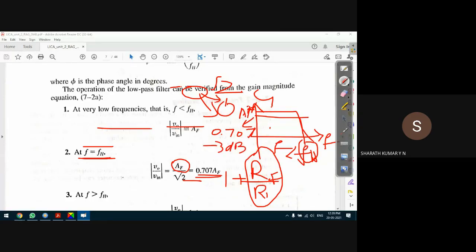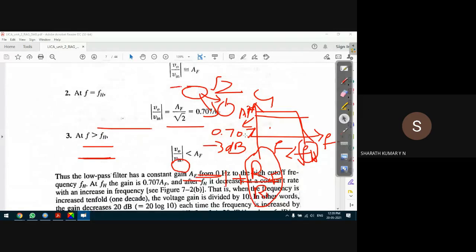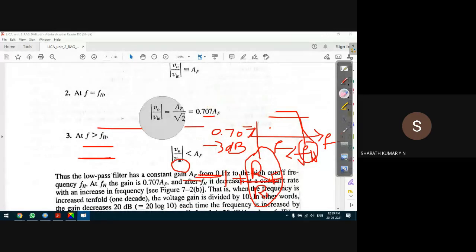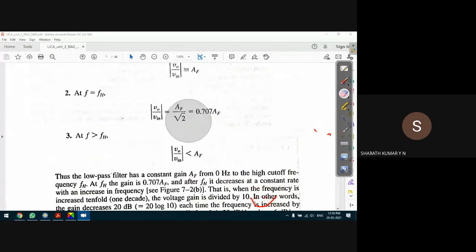Why is it minus 3 dB? Because we are coming down. If we go up, we can call it plus 3 dB. Okay. So the last possibility is when f is greater than fh, so then the gain Af is greater than V0 by Vin. So that means it's acting as an amplifier.